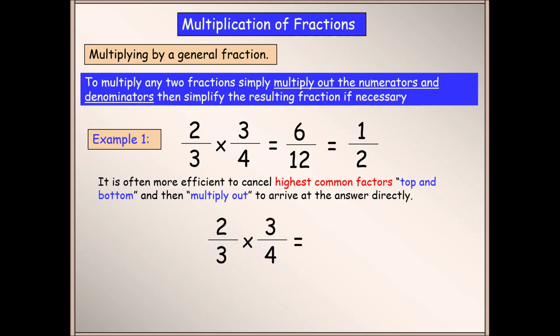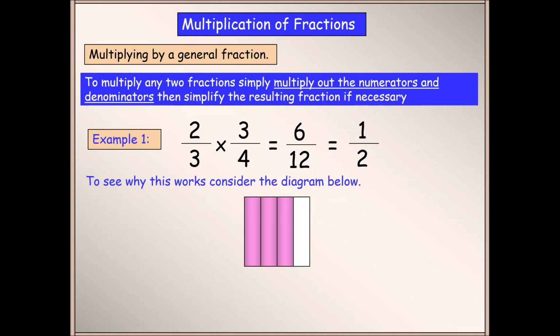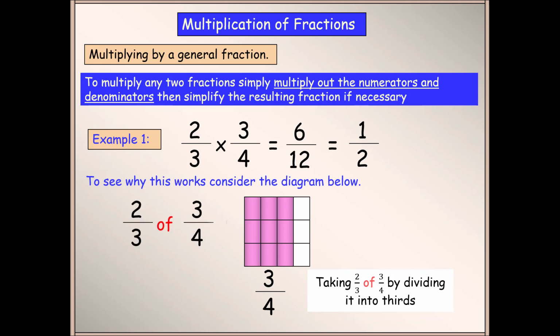This is super cool. So instead of saying 6/12, we'll say 2 goes into itself once and then 4 twice. And the 3's cancel, which means it gives 1. Now we can multiply the numerators, which is 1, and the denominators, which is 2. So we skip a step. Less work, more efficient. Let's see how it works. So we've got 3/4, and we want 2/3 of 3/4 by dividing it into thirds. So 2/3 of 3/4 will be 6/12, and that is a half.